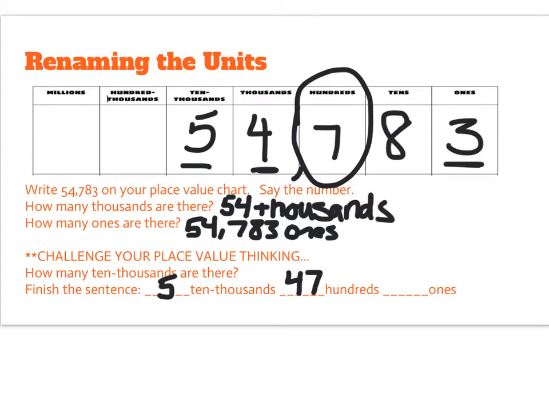Okay, so now I've thought of the 10,000s place, the hundreds place, and now I'm jumping over here to the ones place. How many ones do I have left? That's right, 83 ones. So this is looking at unit form, but a little bit differently. It doesn't include all of the units. It's including only the 10,000s place, the hundreds place, and the ones place.